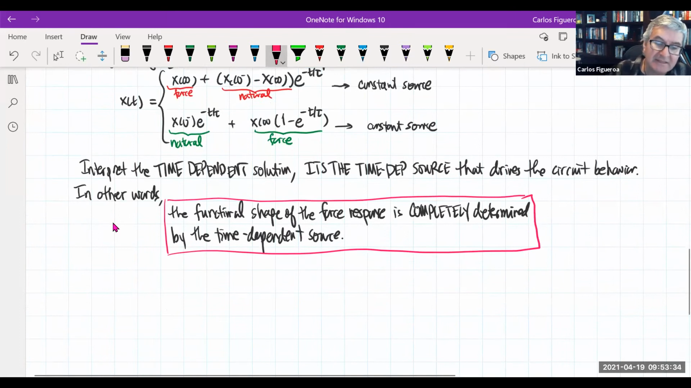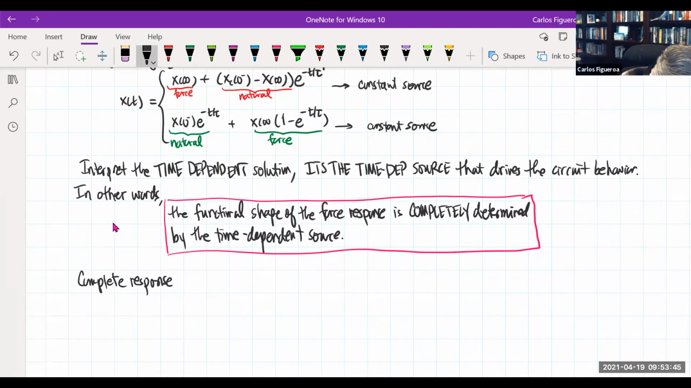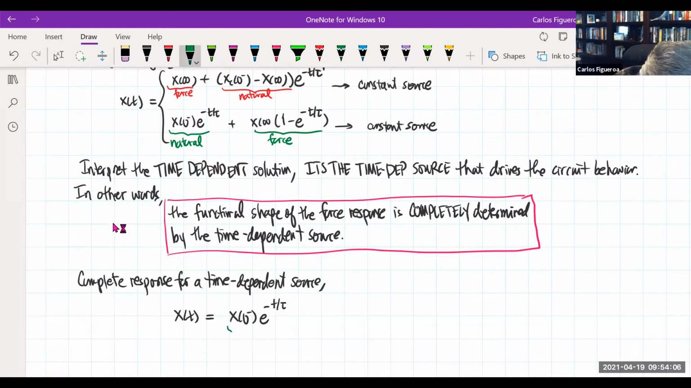So when I look at the time-dependent source solution here, right? So when I look at the complete response for a time-dependent source, I'm going to get x of t, and then look at what I'm writing now. I'm going to have my natural response right here.